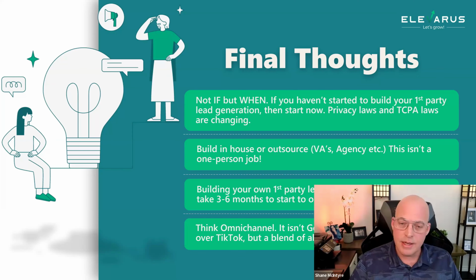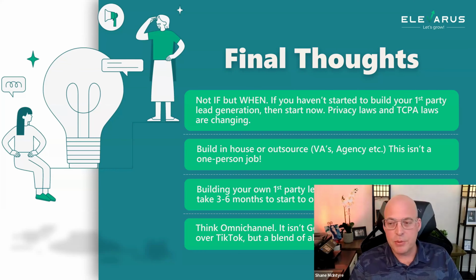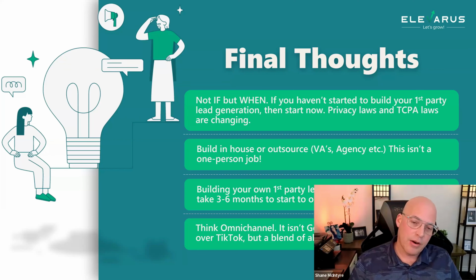Somebody may see a TikTok ad, not click on it, but then see an ad on Facebook, click on the ad, but maybe they don't convert. Then they see an ad on Google and they remember that they saw the ad on Facebook and TikTok and end up clicking on the Google ad and turning into a lead. It wasn't any one of those sources that took advantage of it.